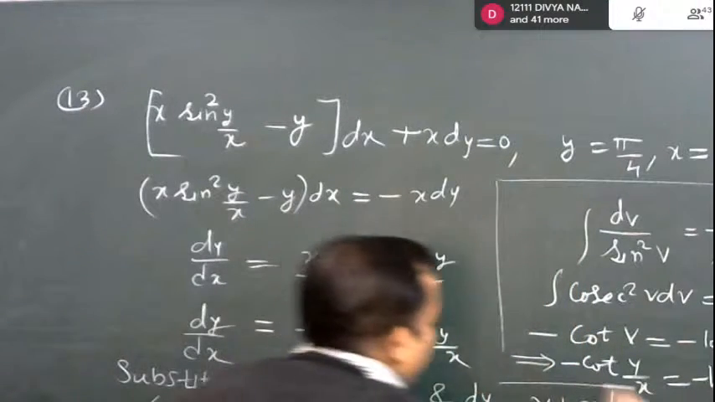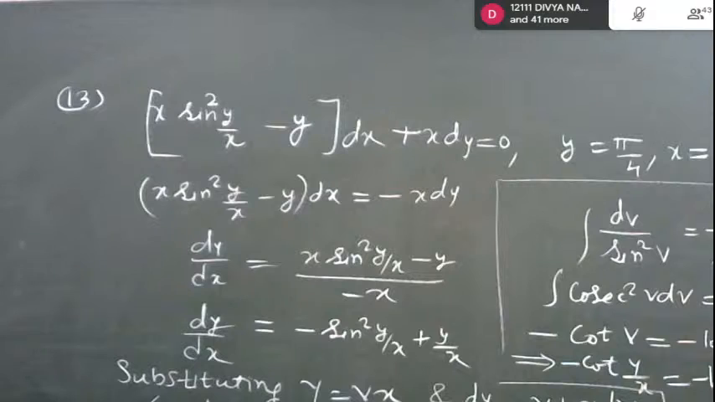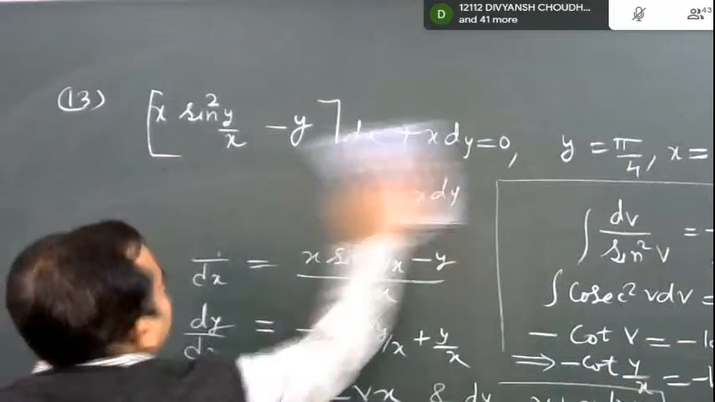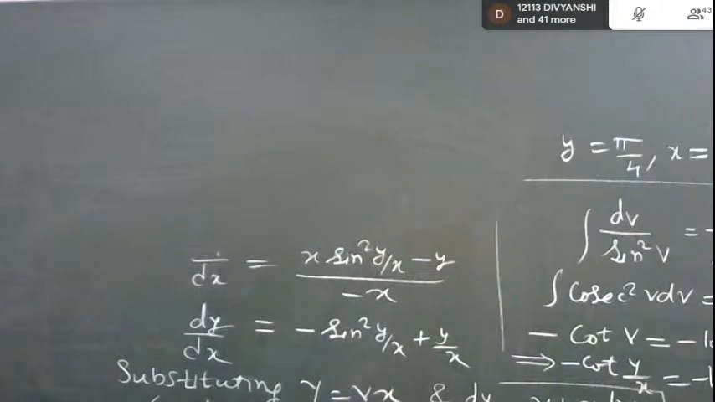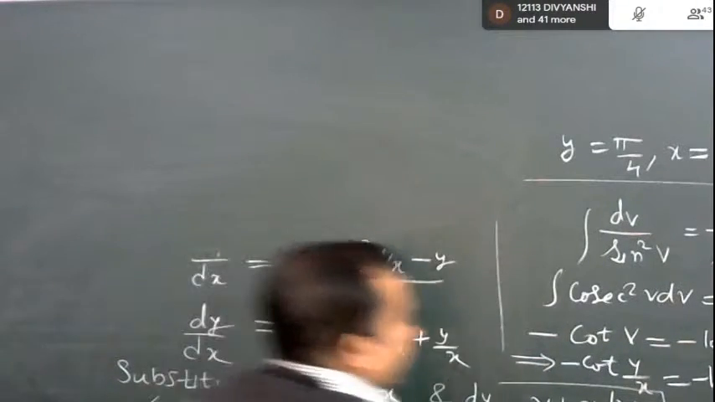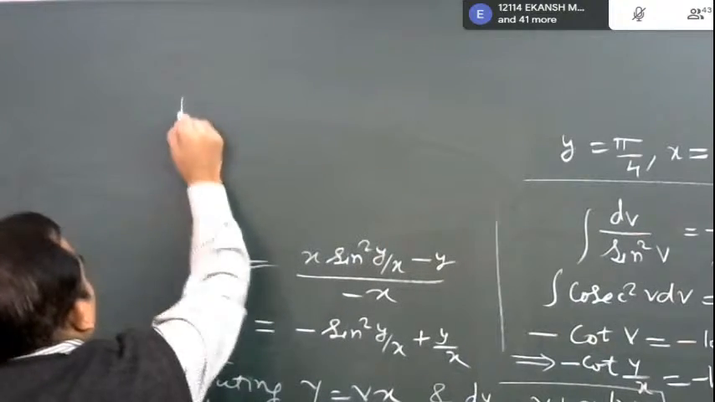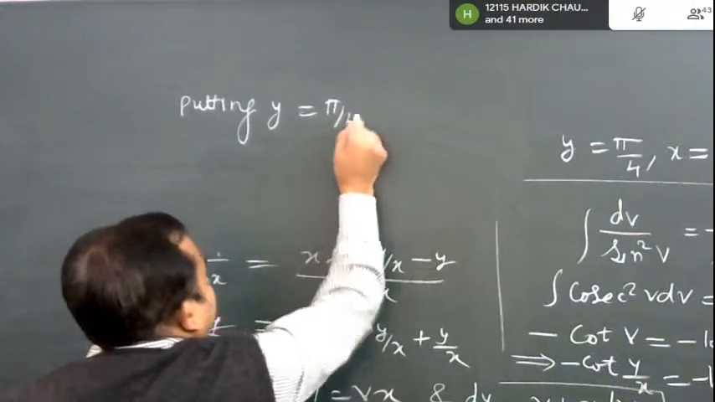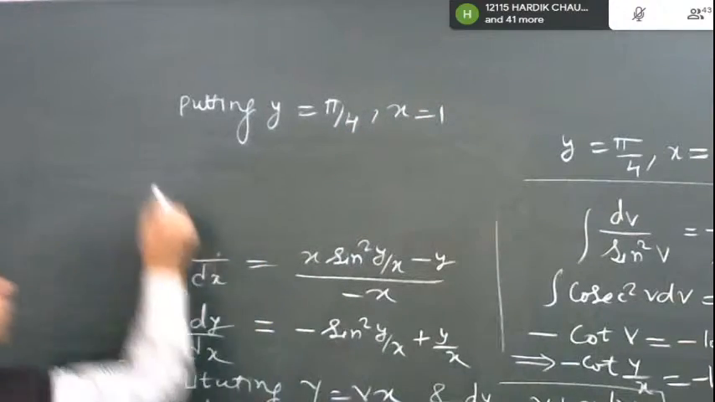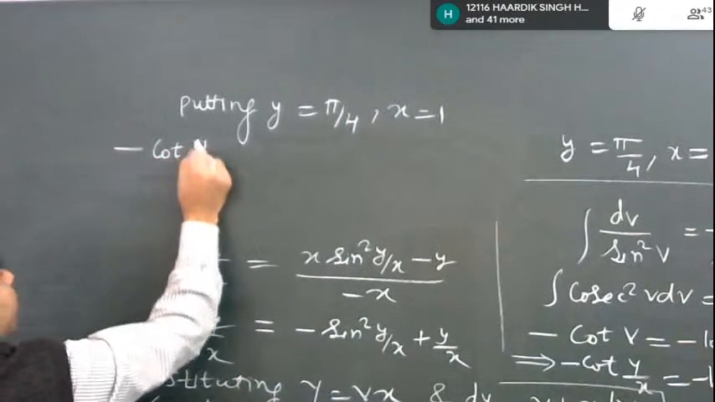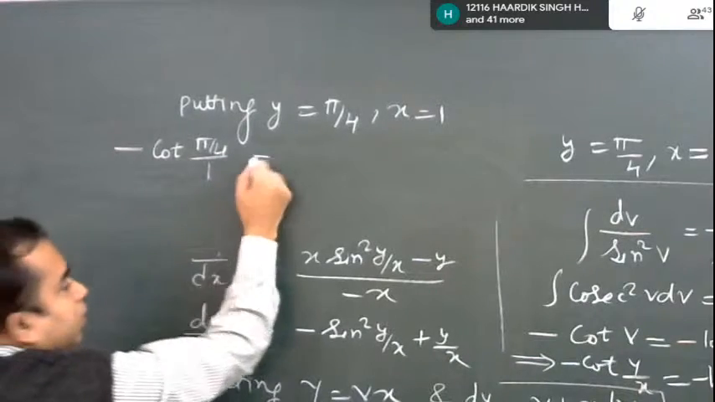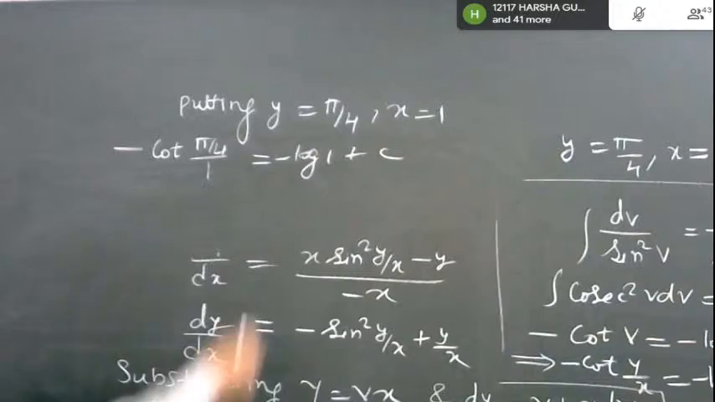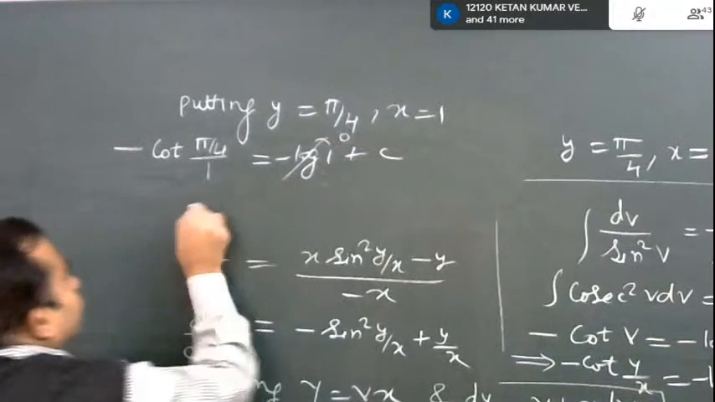So, what is the value of y and x that is given? y equals pi by 4 and x equals 1. This will become minus cot pi by 4 upon 1 equals minus log 1 plus c. Cot pi by 4 is 1, log 1 is 0. So, c equals minus 1.